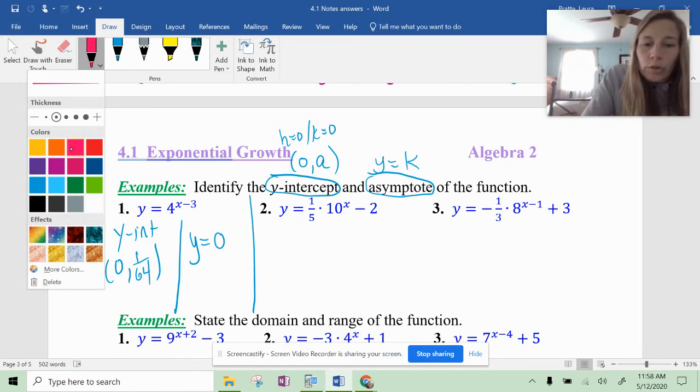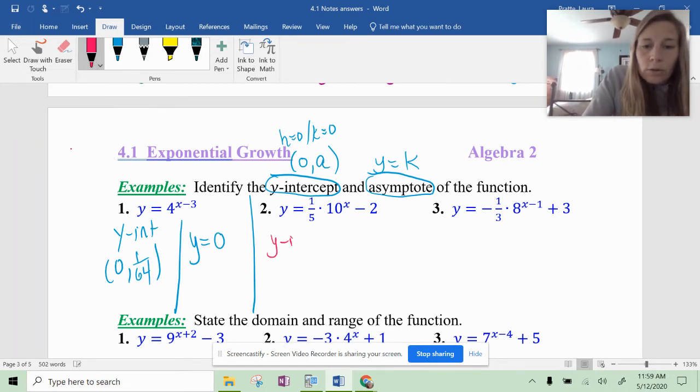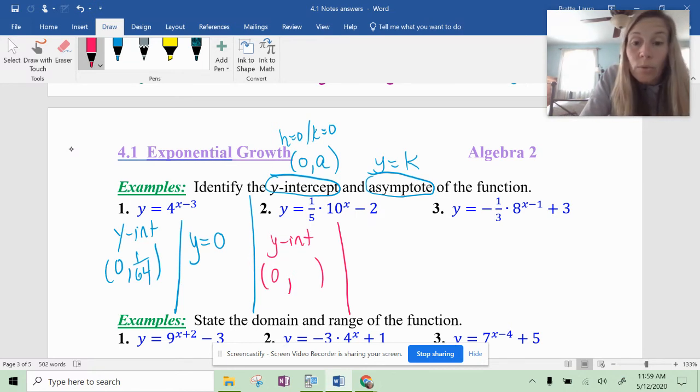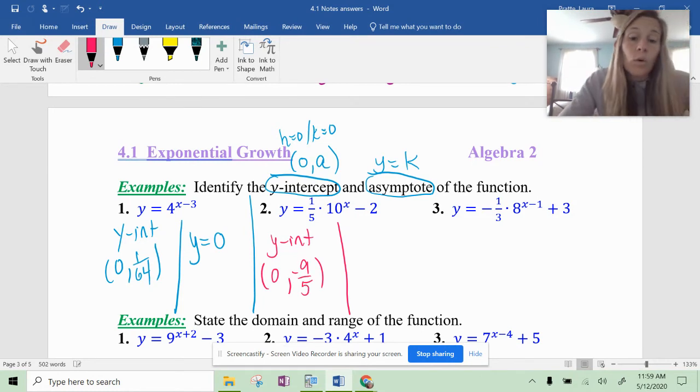Okay, so for number 2, the y-intercept is going to be 0, comma, whatever you get when you plug that 0 in. So 10 raised to 0 is just 1. 1 times 1/5 is 1/5, but 1/5 minus 2 is -9/5, or you might have -1 4/5 or -1.8, it's all the same thing. And then your asymptote is y equals -2, because that's the k value.